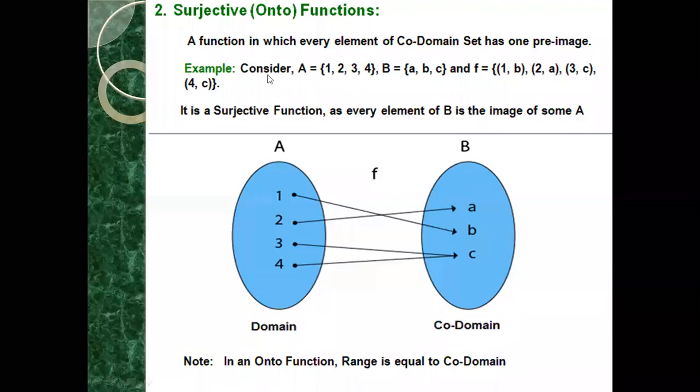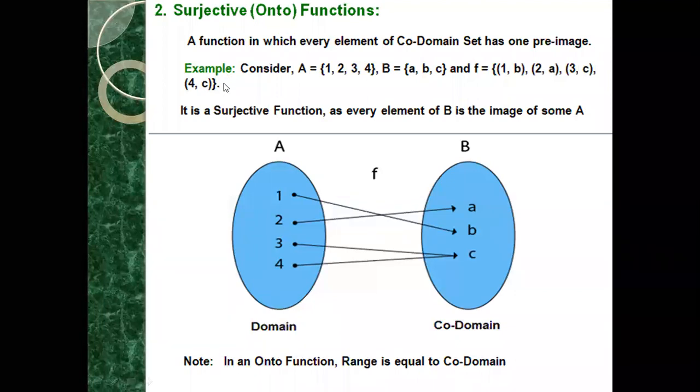So what is onto? Every element of codomain has a pre-image in domain. Then we say that the given function is onto or surjective. In an onto function, range is equal to codomain, because every element of codomain has an image in A. So that's why in an onto function, range is equal to codomain.